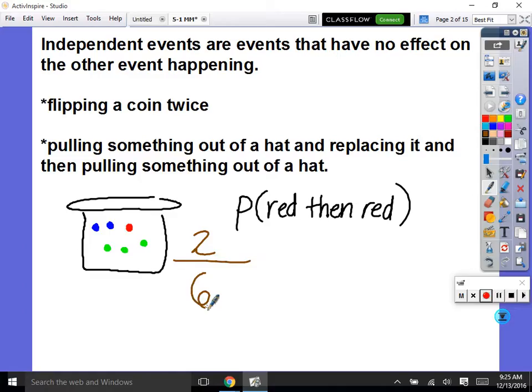Okay, so now I pull out, let's pretend I don't replace it. So I pull out a blue marble, let's pretend. I'm going to cross out a blue marble. Now on my next one, because I'm not putting that blue marble back in, now my probability is going to change. How many total are there now?